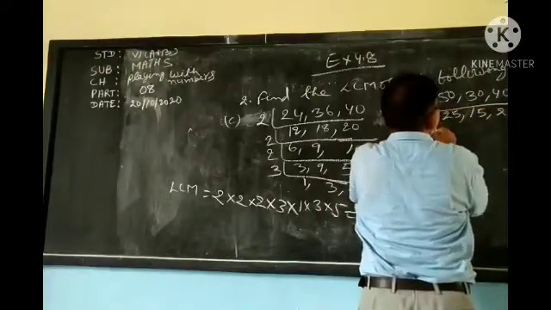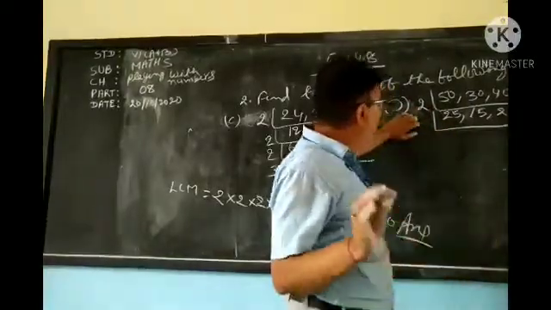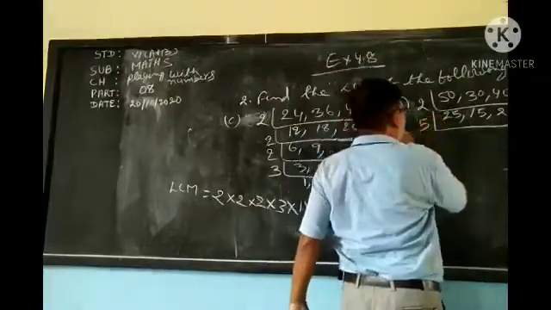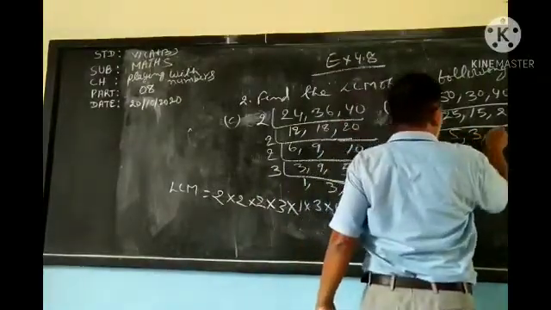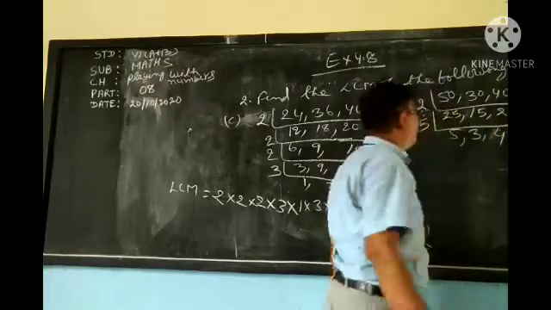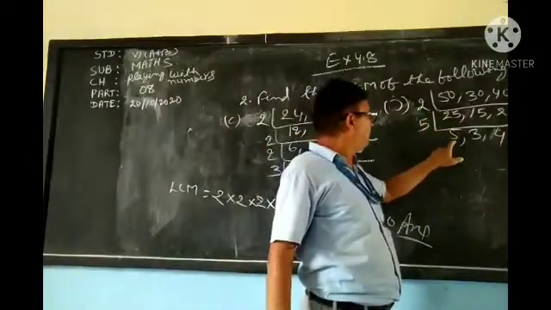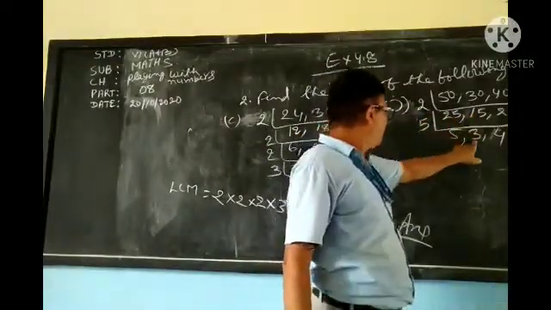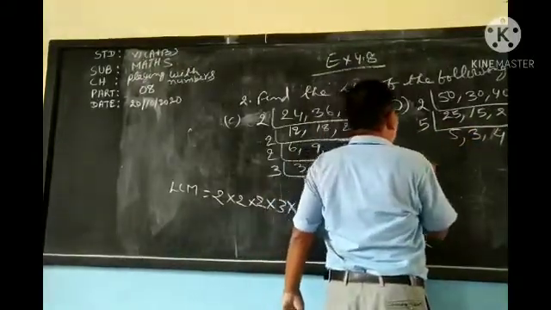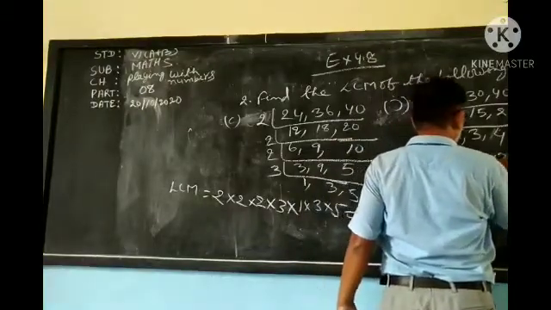Now again, what will you do? Is it divisible by 2 anymore? No. By 3? No. Then what? 5: 5, 3 and 4 will come. 25 divided by 5, 15 divided by 5, 3, 20 divided by 4. Now no more, therefore LCM is equal to 2 into 5 into 5 into 3 into 4.